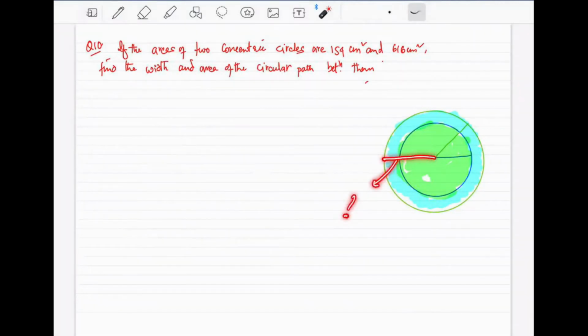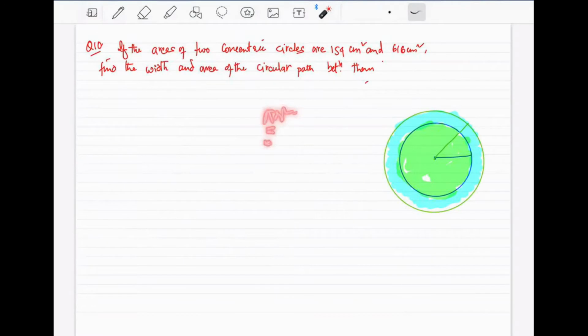This radius we can find out because the area is given for the bigger circle. And for the smaller circle, this much is the radius. If I subtract the radius of the two, the radius of the big circle is this one, the radius of the small circle is this one. If I subtract the two, then whatever remaining must be the width of the circular path, right? So we will find out the radius of the bigger circle and radius of the smaller circle using the pi r square formula.